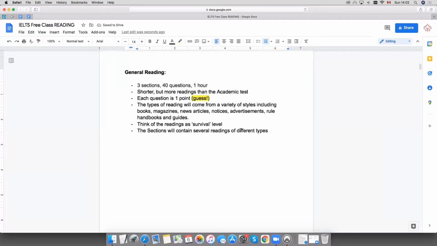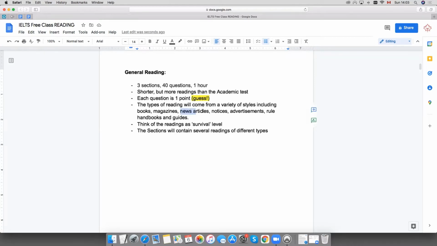The types of reading on the general test come from a variety of styles, but we can think about this as survival English. Now, I don't want that to make you think that this is easy, because survival English is not easy. There's a lot of English that goes into surviving in a Canadian or American city. But we should be comfortable with styles like books, of course, magazines, news articles.